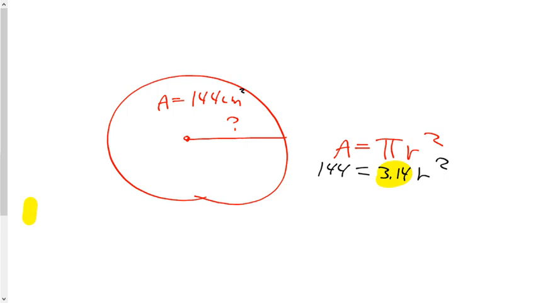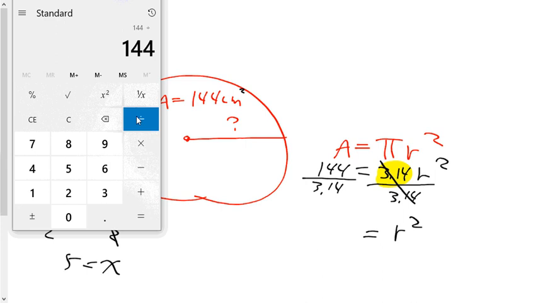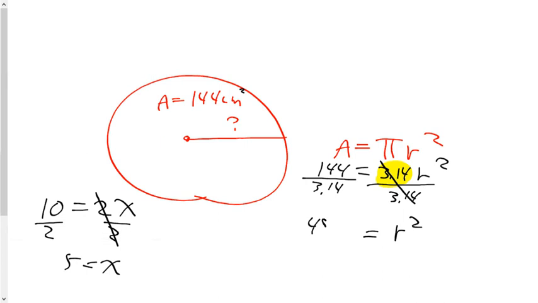Just like if I had 10 equals 2x, 2 is called your coefficient, correct? And how would I get rid of that 2 in this equation? I would divide both sides by 2, and I would have x equals 5. Over here, if I divide both sides by pi, because in algebra, whatever you do to one side, do to the other, you get r squared equals 144 divided by pi. So the radius squared will equal roughly 45.9. We'll just leave it as 45.9, and I'll put the dot above the equal sign, which means approximately equal to.